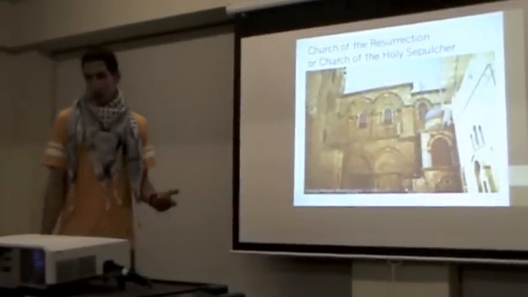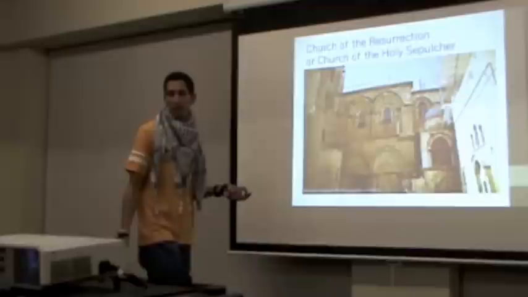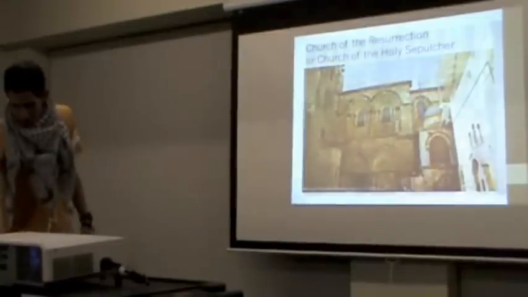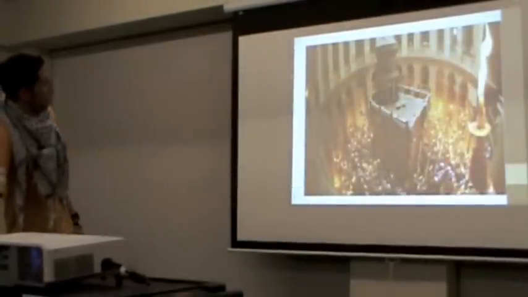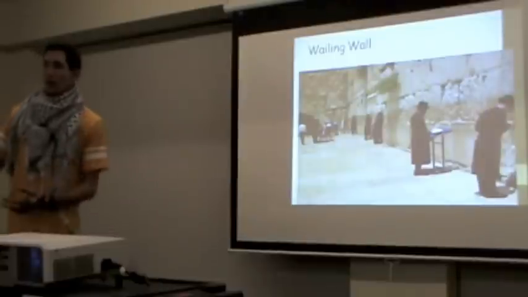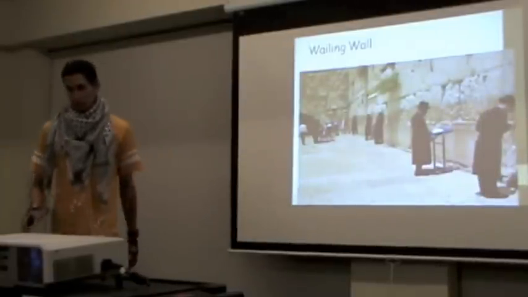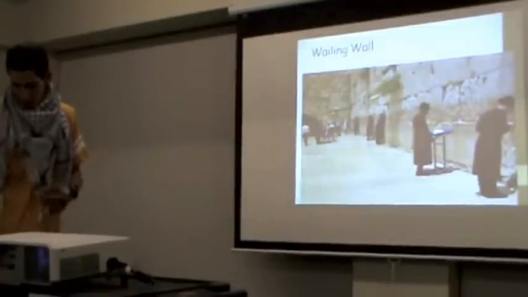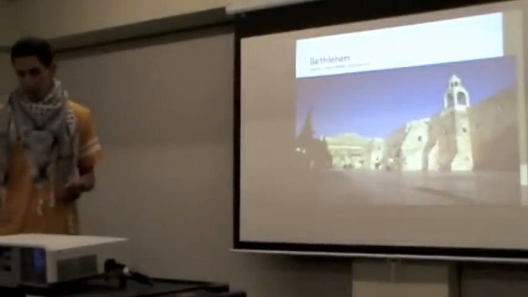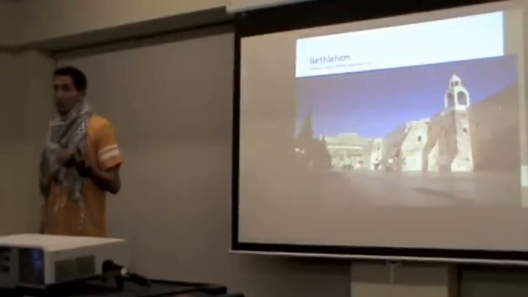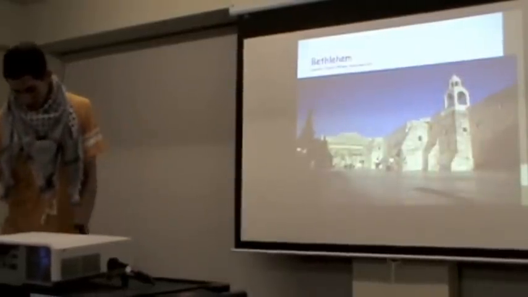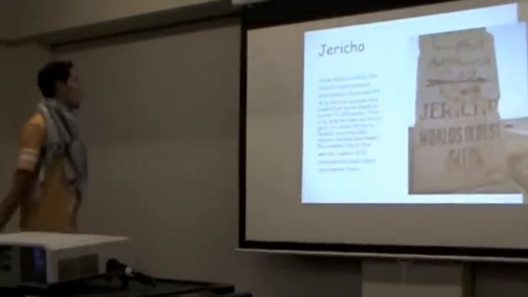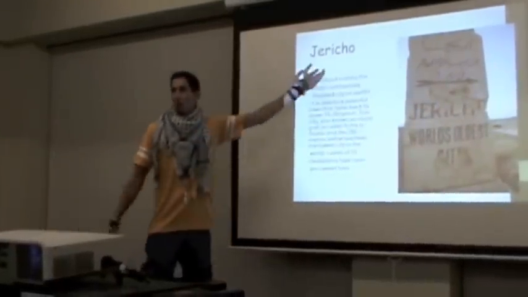A Church of Resurrection or Church of the Holy Sepulchre. Yep. From inside. And this is the Wailing Wall for Jews. These places are in Jerusalem, as I mentioned before. And this is Beit Lahem, Nativity Church, where Jesus was born. Inside of the church. Now let's go to the oldest city in the world, which is Jericho.